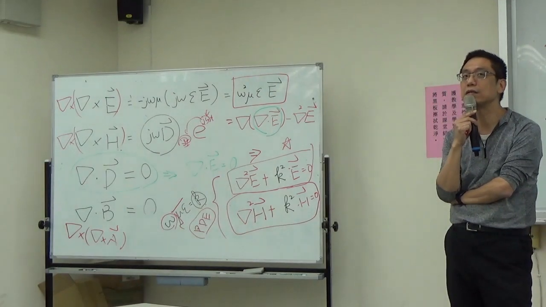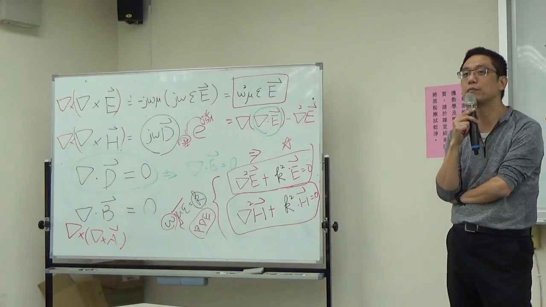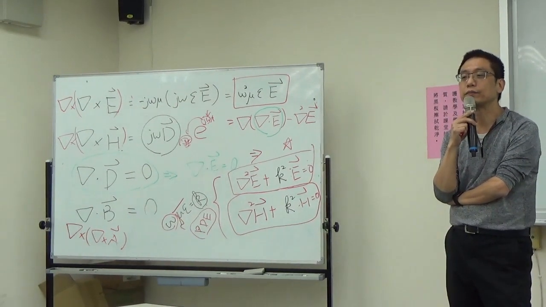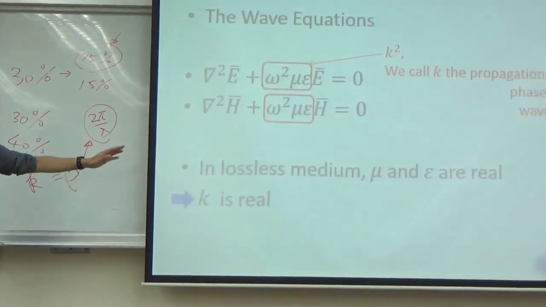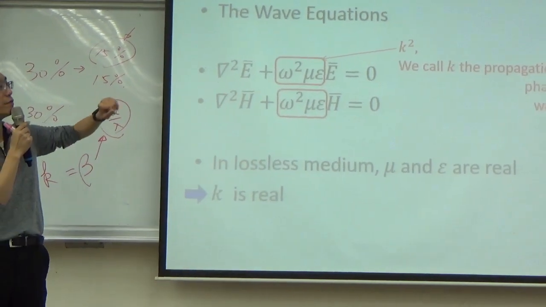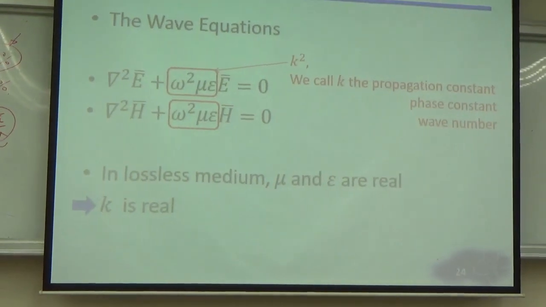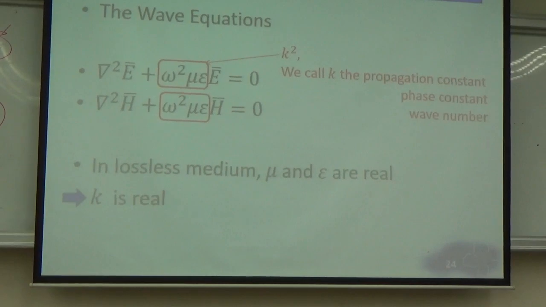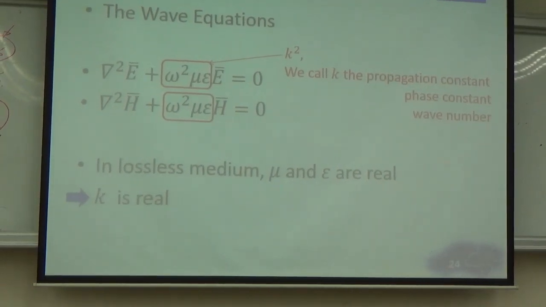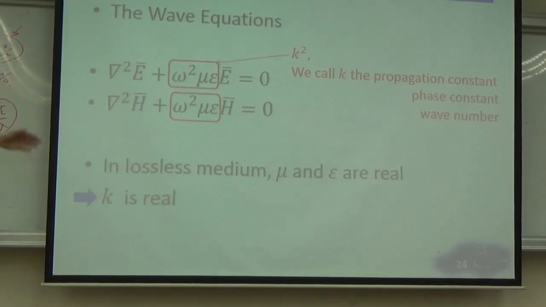We call it a TEM wave. It's a very easy wave. We will explain later, okay? So sometimes K is propagation constant, sometimes K is phase constant, sometimes we call it wave number. At this moment, you say, okay, there are 3 names for K right now. You just remember that as you start to understand.